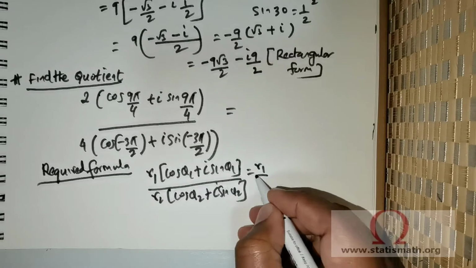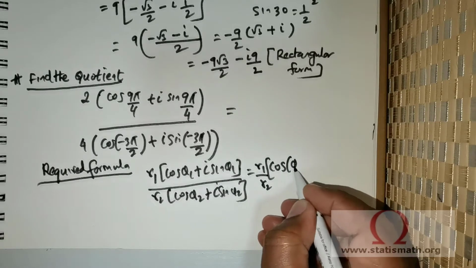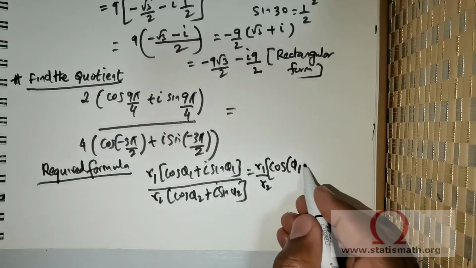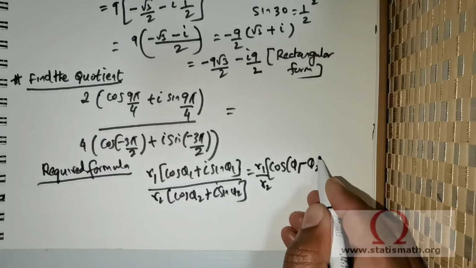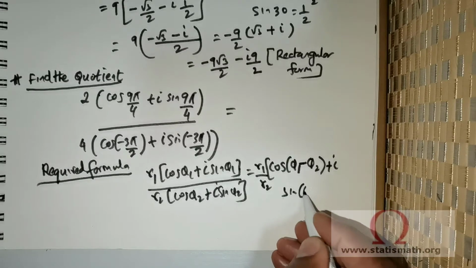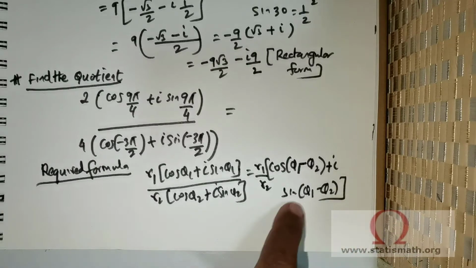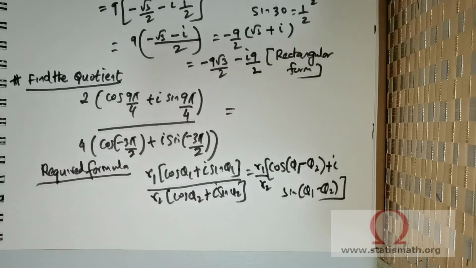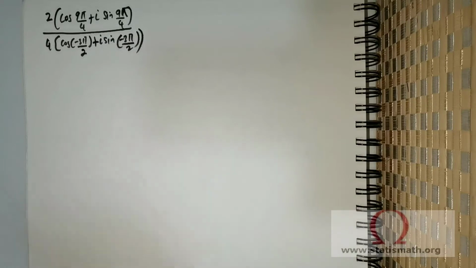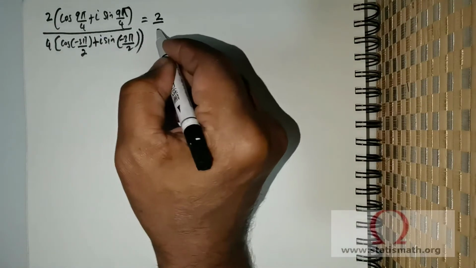Then this is going to be equal to R1 divided by R2 of cos of theta 1 minus theta 2 positive I times sine of theta 1 minus theta 2. Okay, so we will be using this formula to solve this problem. So using the formula, we will be rewriting the problem in the following manner.